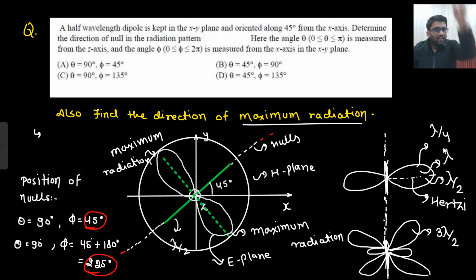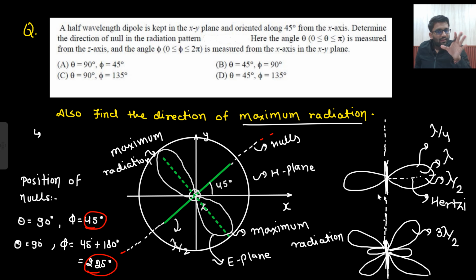So there you know that nulls will be always along the axis of antenna, or along the arms of antenna. Along the arms of antenna, you will always get nulls. And maxima you are getting at theta equals 90 degree, for lambda by 4, for lambda, for lambda by 2, and for Hertzian.